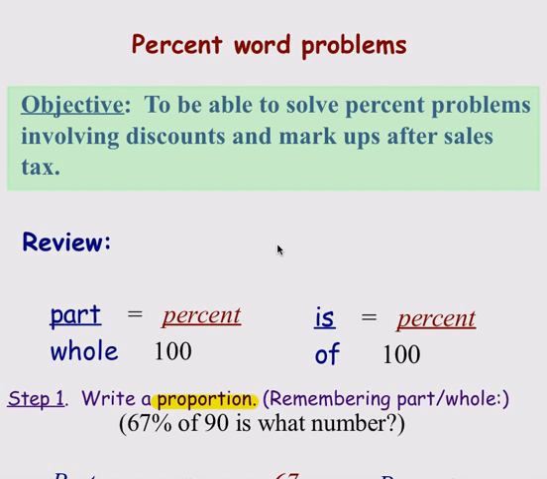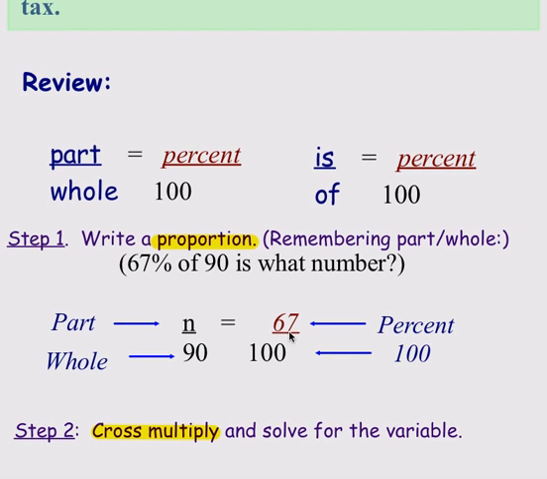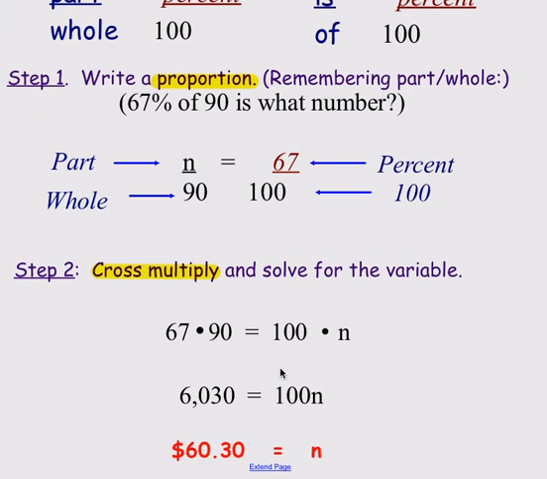So I'm going to do a real quick review. Hopefully you've already seen this before. If not, you might want to review this part of the video. Part over a whole, percent over 100. We're going to do cross multiplication. We haven't talked about the decimal part yet, so we're going to stick with this method. And what's going to basically happen is you're going to be cross multiplying, and you're going to be dividing by 100. In this particular example, you were just finding a percent of a number, and you came up with $60.30.